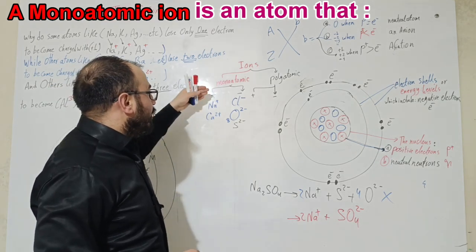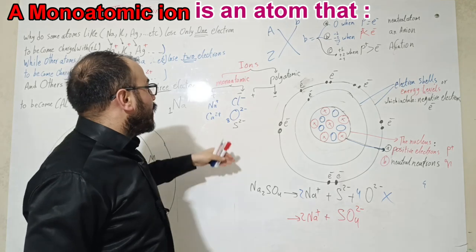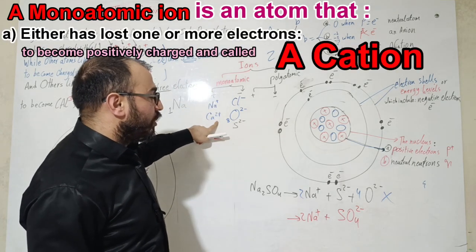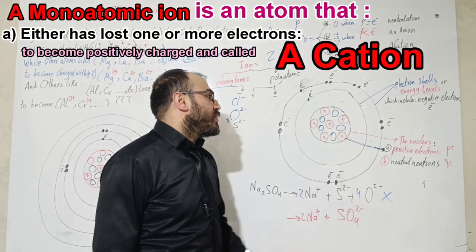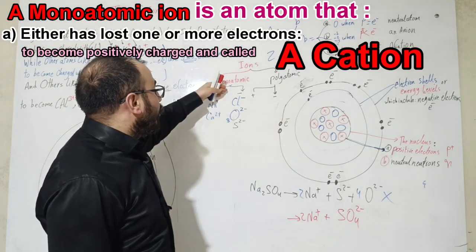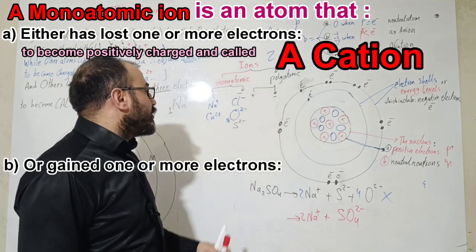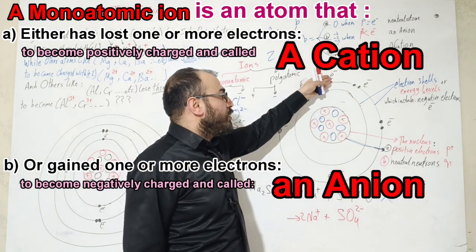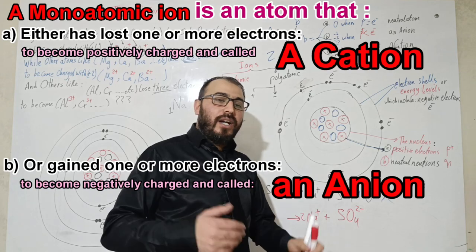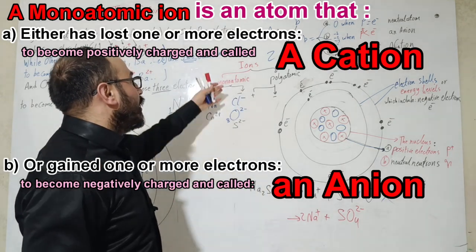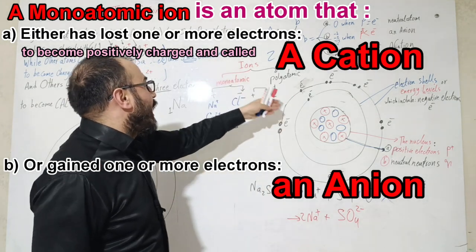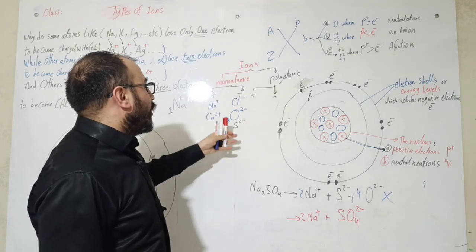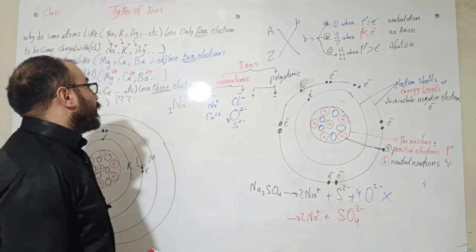We said that a monoatomic ion is an atom that either has lost one or more electrons to be positively charged, because of the prominence of the positive charge, or gained one or more electrons to be negatively charged, because the number of electrons this time is higher than the number of protons. The atom became a negatively charged anion, or negative ion.